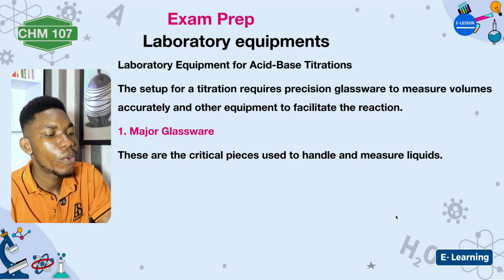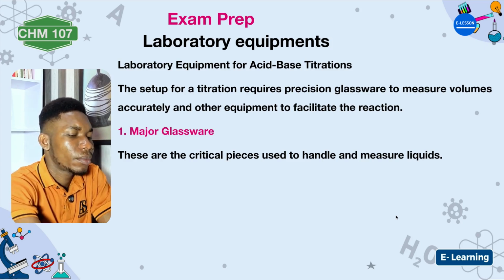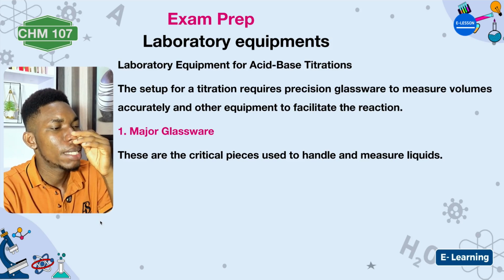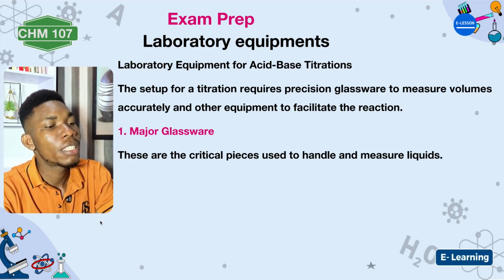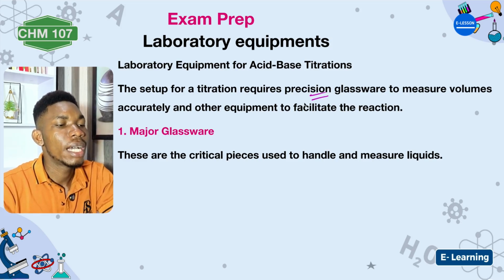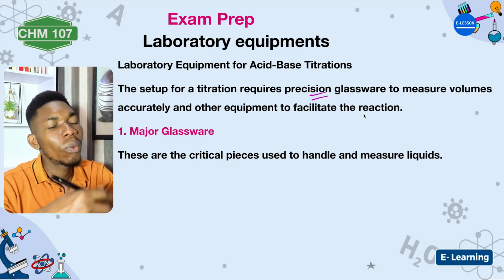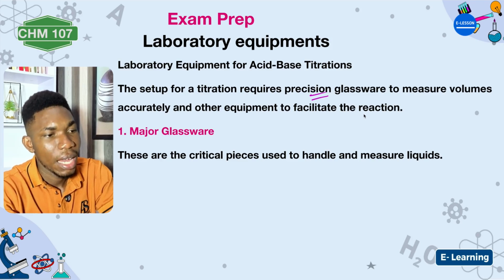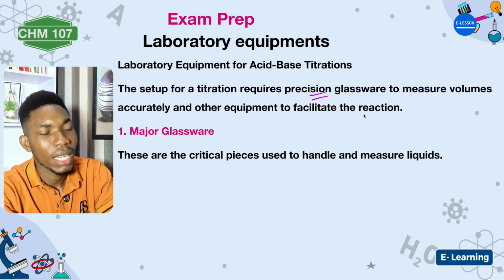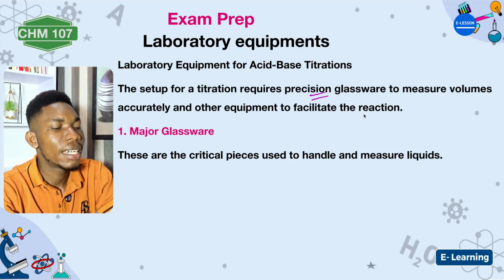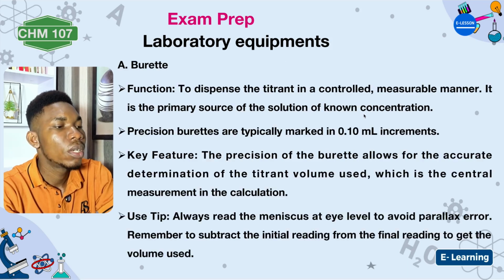The next one, we are going to look at laboratory equipment we use in the lab. What are some laboratory equipment we use for acid-base titration? The setup for a titration requires precision glassware to measure volumes accurately and other equipment to facilitate the reaction. What are these precision glasswares we are talking about? Burette, pipette, and volumetric flask. These are the critical pieces used to handle and measure liquid.